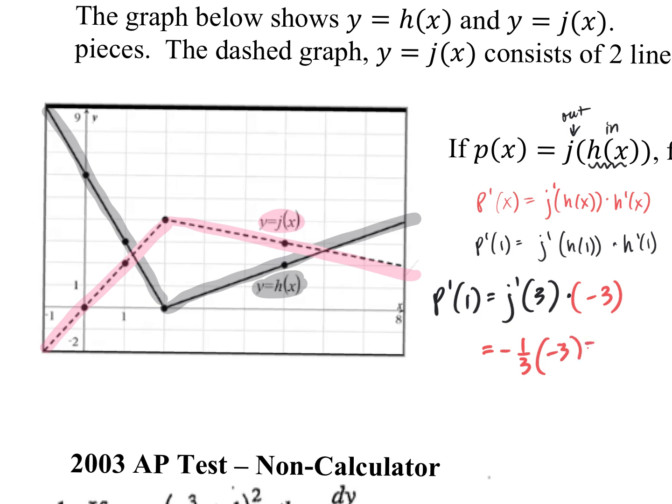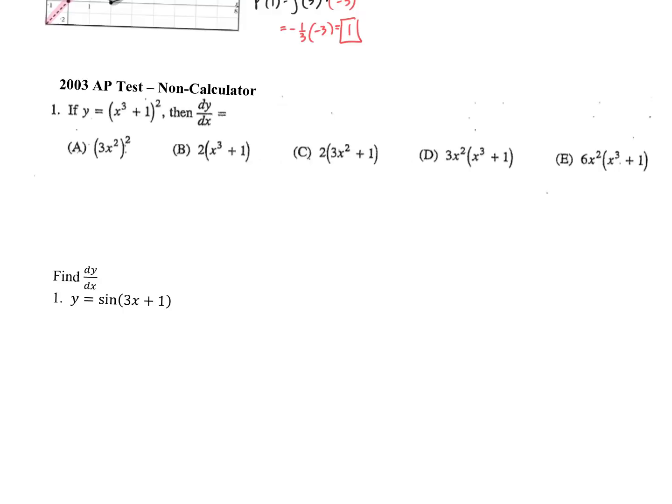Times -3 is 1. Does anyone get a little salty that we just did all that work and the answer is 1? Yes. Okay, guys, I want you to get a little confidence booster. Go try this guy on your own. AP test question. I want you to try these 2. Yeah, this is just a good old chain rule, right? Don't we have an outer and an inner? Yep.